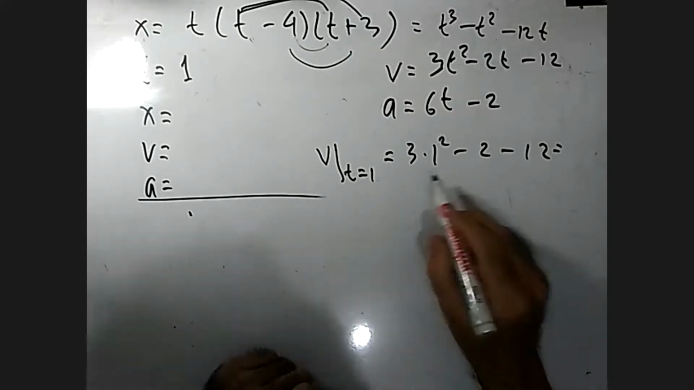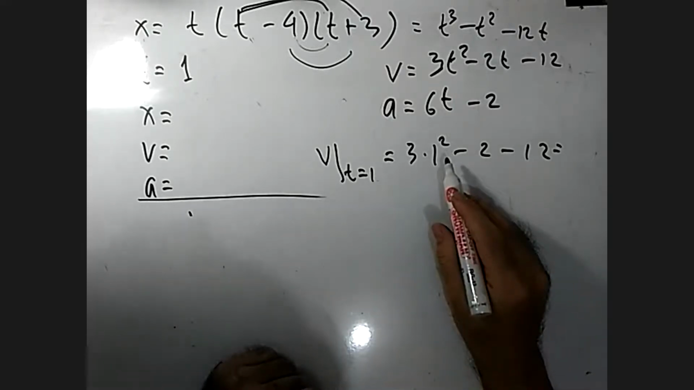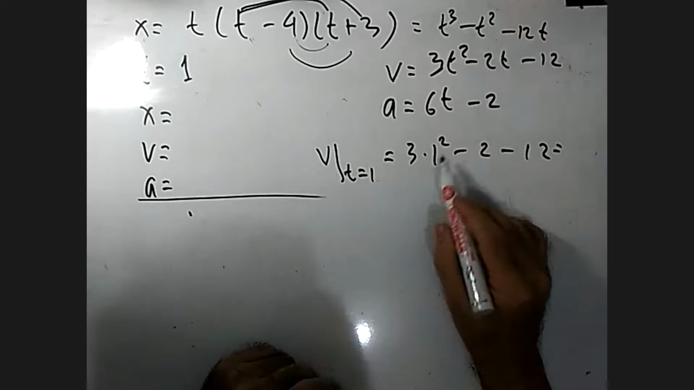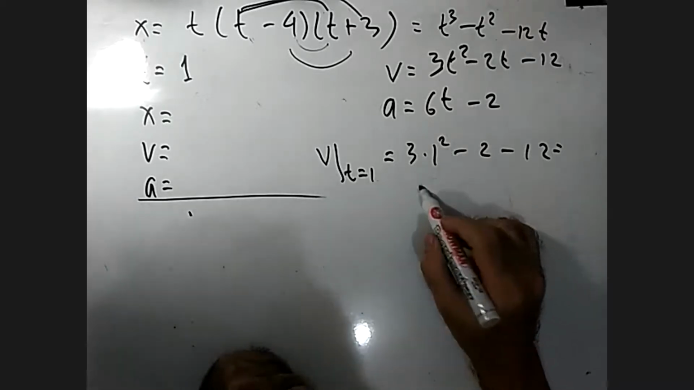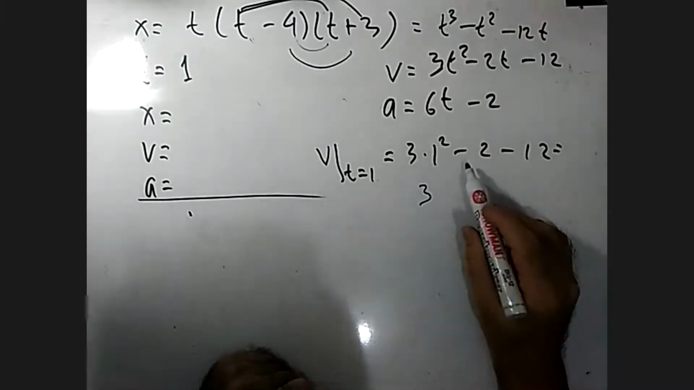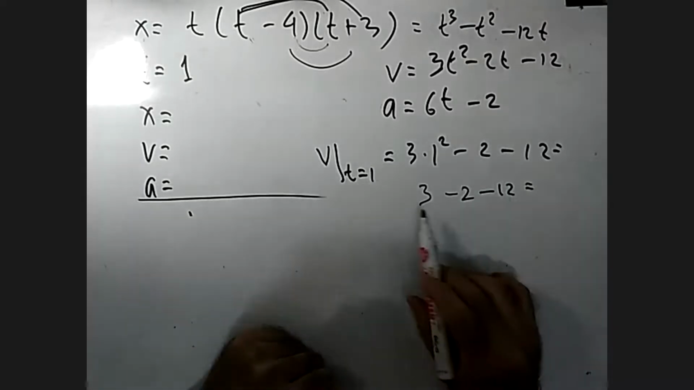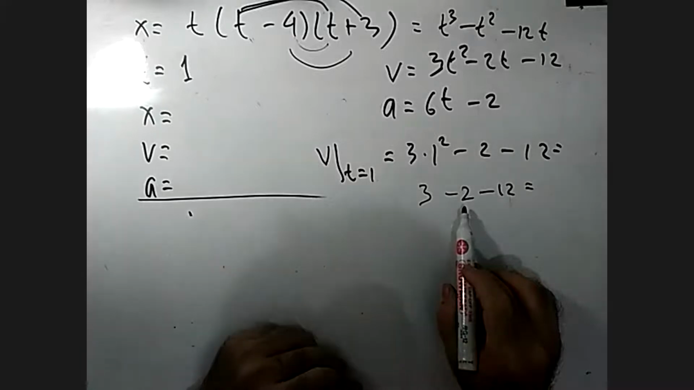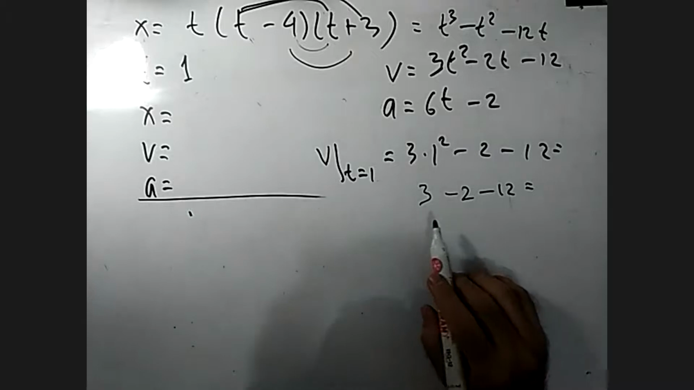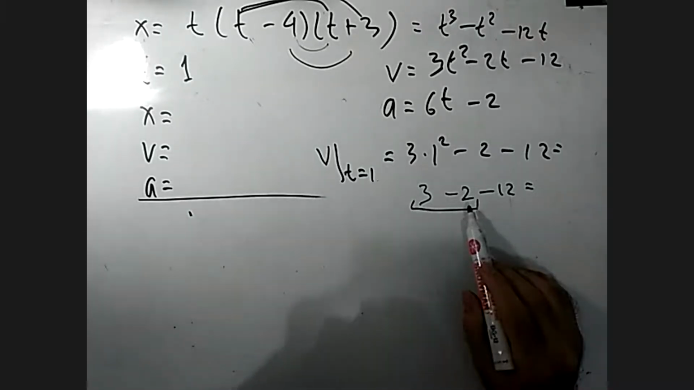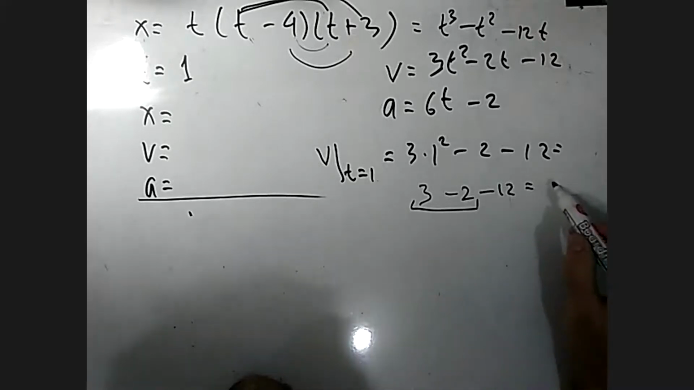Okay, what is 3 times 1 squared? 3 times 1 squared, that's 3. Okay, minus 2 minus 12. What is 3 minus 2? We're going to do it from the front. What is 3 minus 2? Negative 11. Okay. Yeah, that's going to be minus 11.